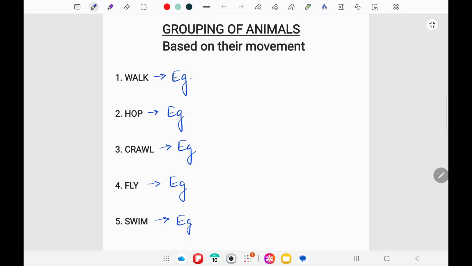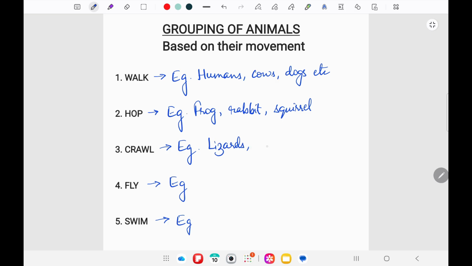So first we will consider those animals which walk. The examples are humans, cows, dogs, elephants, etc. The animals that hop are frog, rabbit, squirrel, kangaroo, etc. The animals that crawl are lizards, crocodiles, turtles, snails, etc. The animals that fly are birds, insects, bats, etc. The animals that swim are fish, crocodile, even we humans sometimes swim.